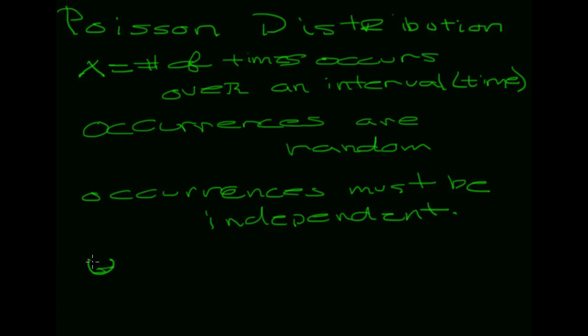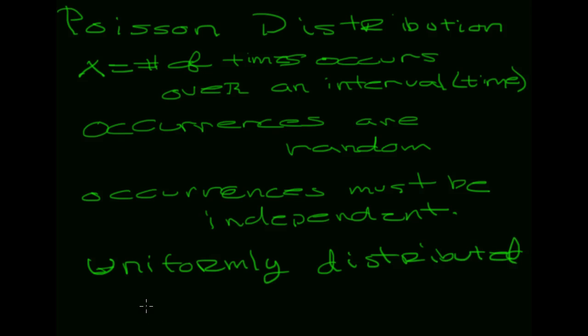And they have to be uniformly distributed over the interval. So you can't have a whole bunch bunched up at the beginning of the interval, or at the end, or over the middle. They have to be able to happen at any time during the interval with the same probability. All right, so there is a formula for this, which is a little bit complex, but we're going to take a look at that now.